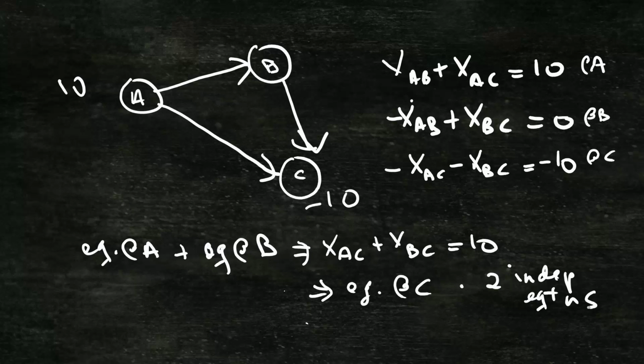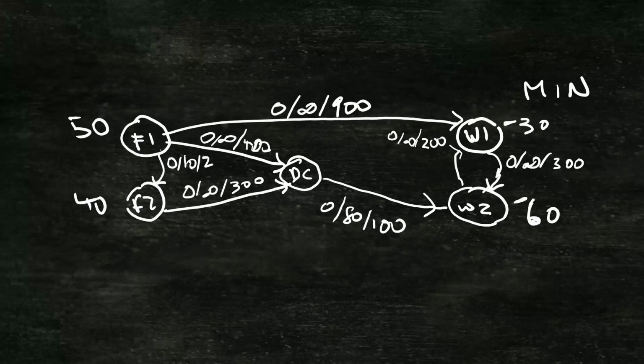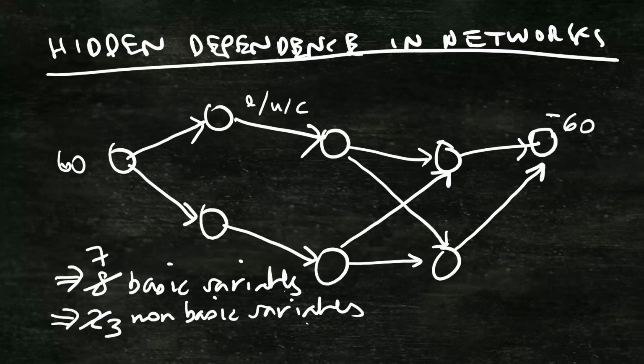And if we go back to our diagram here, we then realize that although we have 8 nodes, there are really only 7 independent equations, and that would leave us 7 basic variables and 3 non-basic variables. And so the algorithm that we will be talking about determines which of the arcs in a particular problem should be basic arcs, basic variables, same thing, and which should be non-basic.